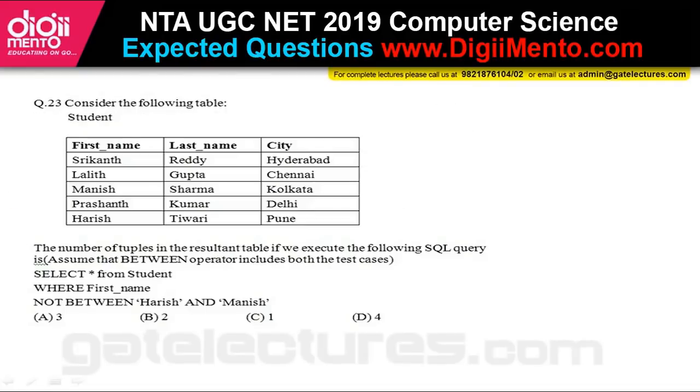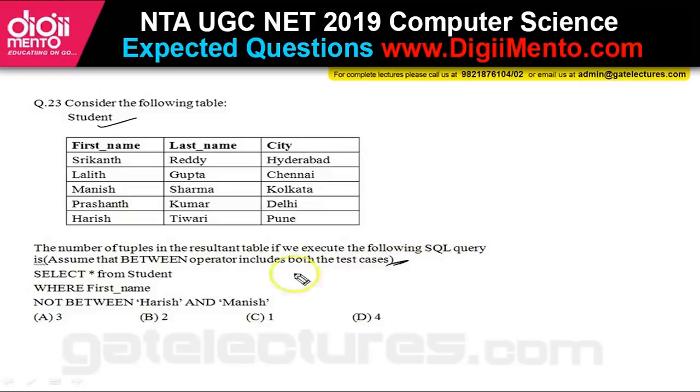So we have our next SQL question. In this, they have given a table with the name student, and the attributes are first name, last name and the city. They are saying: what is the number of tuples in the result table if we execute the following SQL query? Assume that the between operator includes both the test cases.